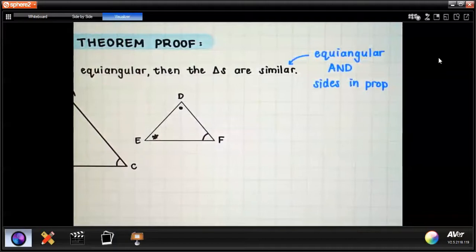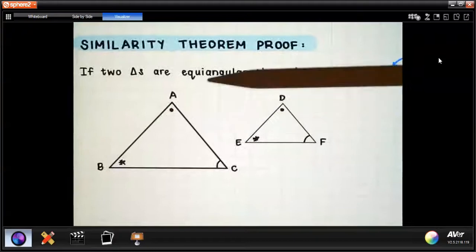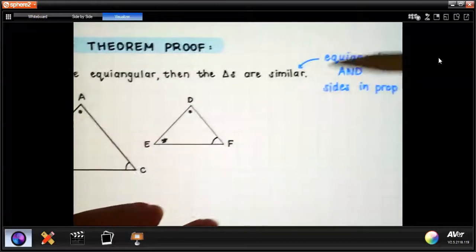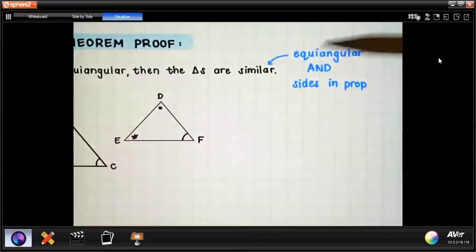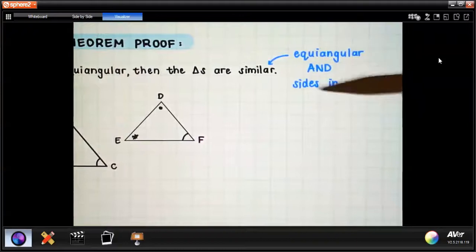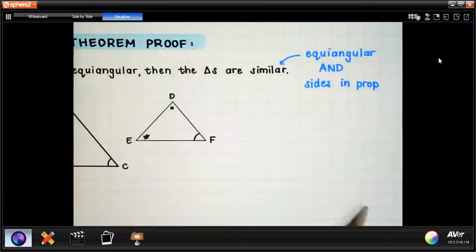So what we've been doing when proving that triangles are similar, we have just been showing that they are equiangular, and then we've been using this theorem that states that if two triangles are equiangular, then they are similar. But in order to prove this theorem, we actually have to prove that both of these conditions are met, because these are the conditions of two triangles being similar. They have to be equiangular and their sides have to be in proportion. Okay, so this is what we're going to prove essentially.